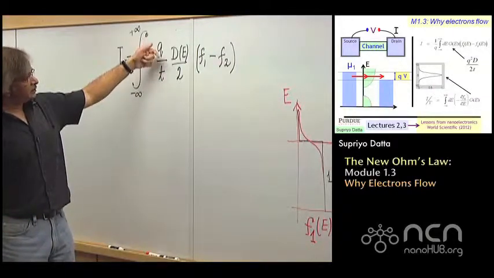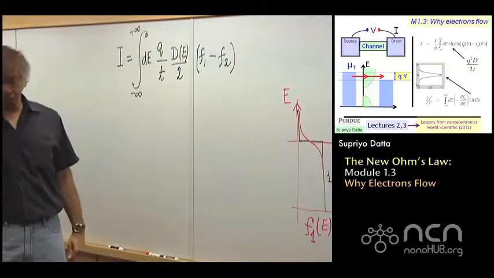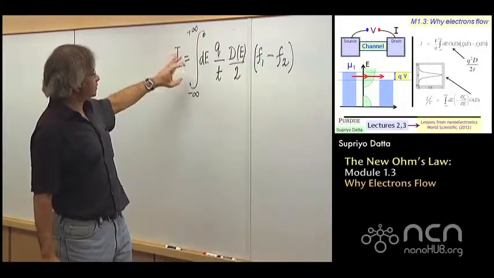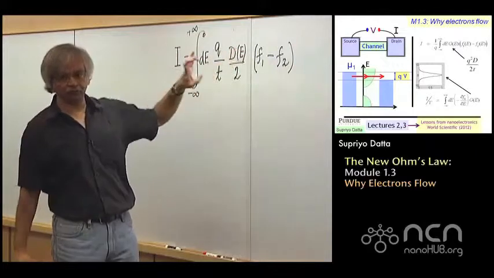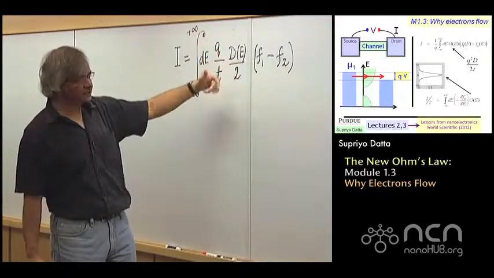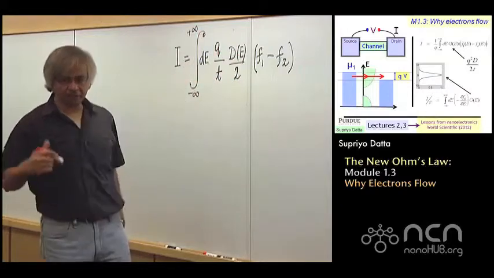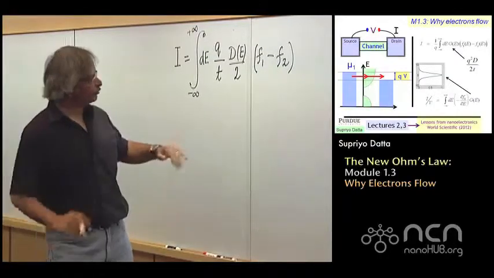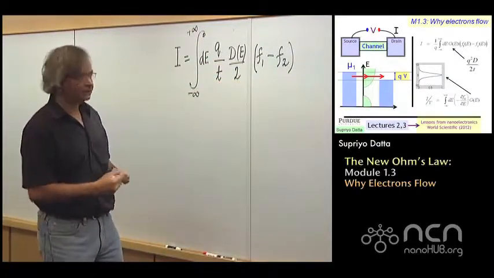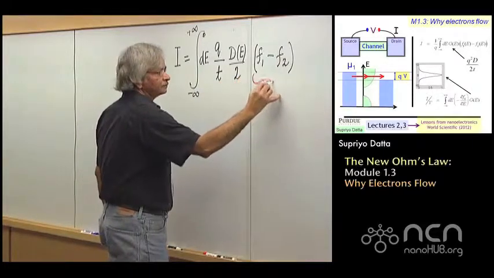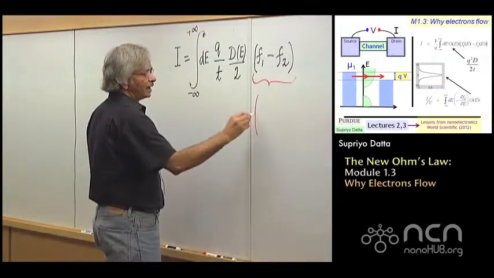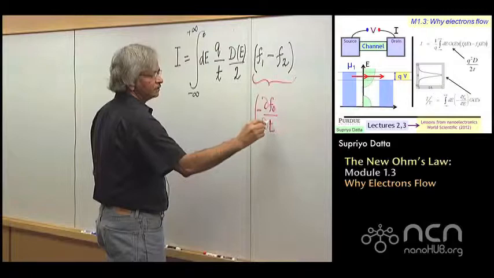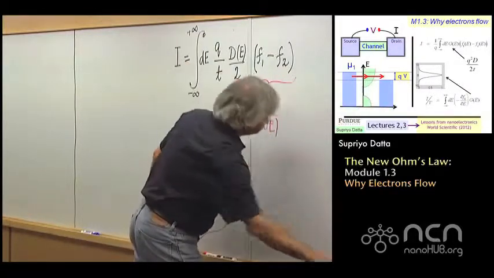Now, there's one simplification one can make for small voltages, and that leads to an expression for the current that is proportional to the voltage. What I mean by that is, in general, a current may not increase linearly with voltage. But for small voltages, what one can do is, this F1 minus F2 can be written as minus the partial derivative of F with respect to E times QV.